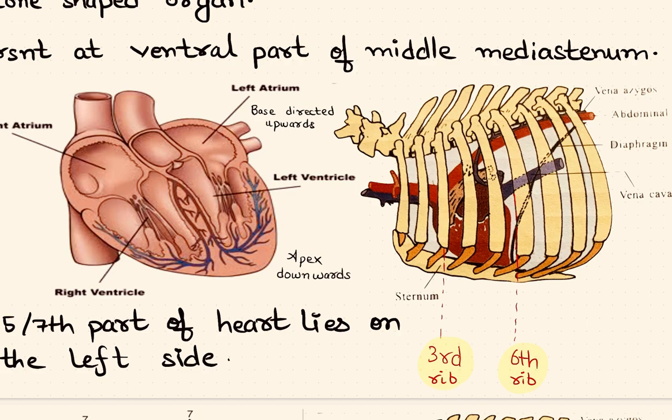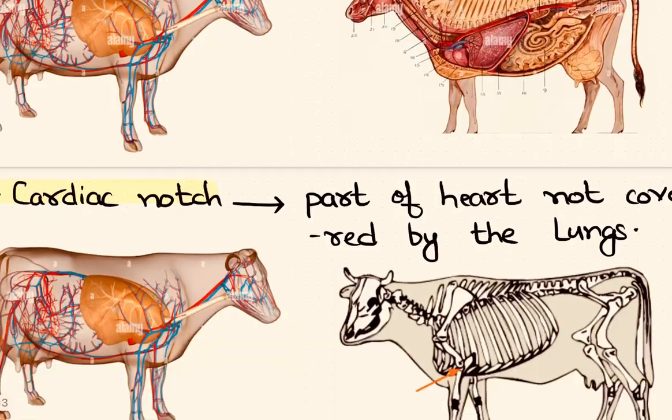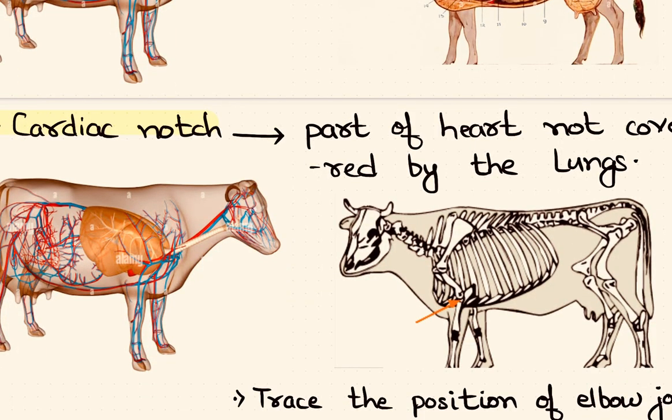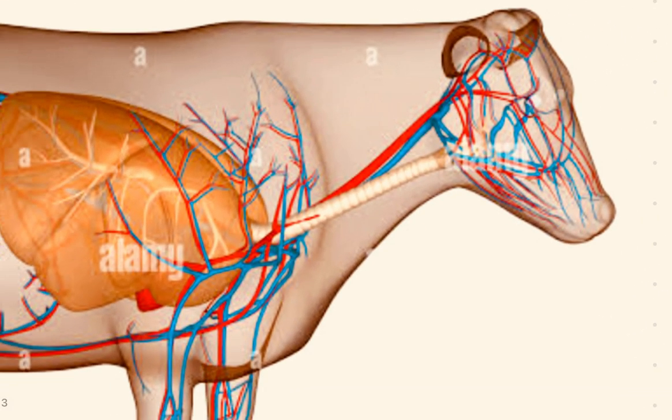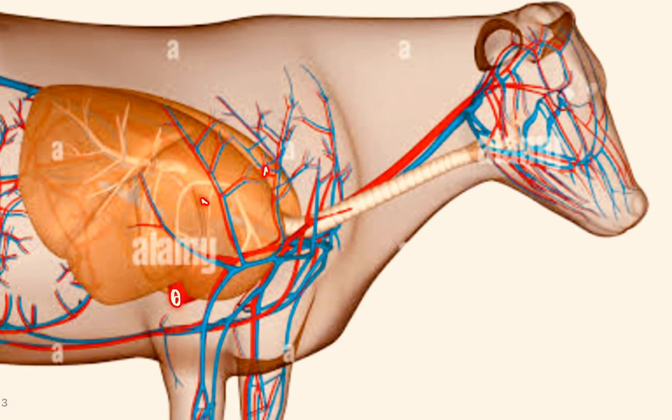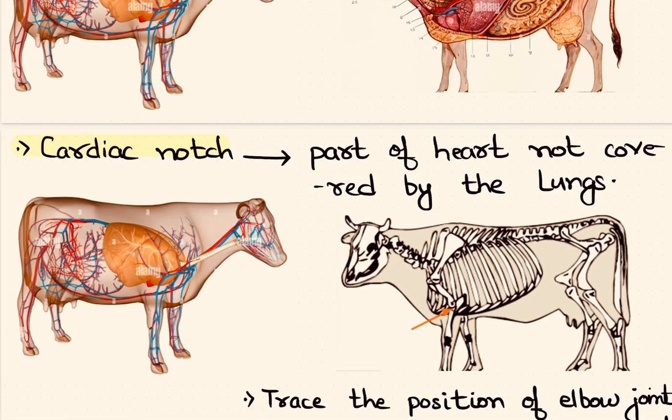The left lung possesses the cardiac notch. What is this cardiac notch? The cardiac notch is that part of the heart which is not covered by the lungs, like this here. These are the lungs, and this is the part of the heart which is not enclosed by the lungs, and that is the cardiac notch.